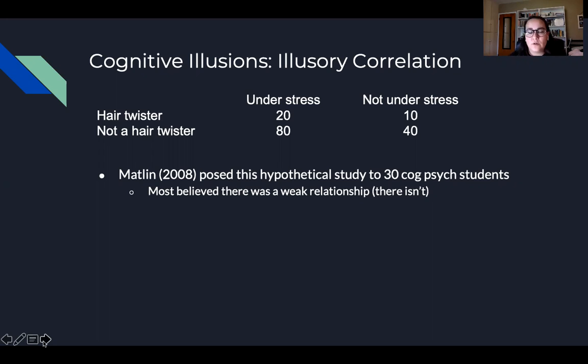So if we look at the proportion of hair twisters and non-hair twisters based on their different stress levels, the proportion is actually the same. If you have people who are under stress and 20 of them are twisting their hair and 80 of them aren't, that's a proportion of 0.25. And that's the exact same proportion in the not stressed condition.